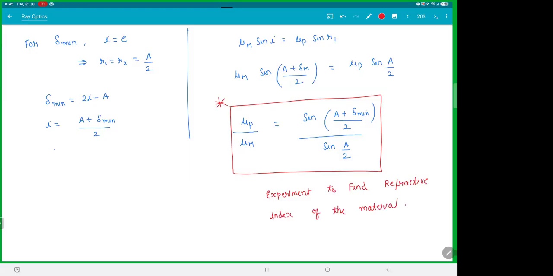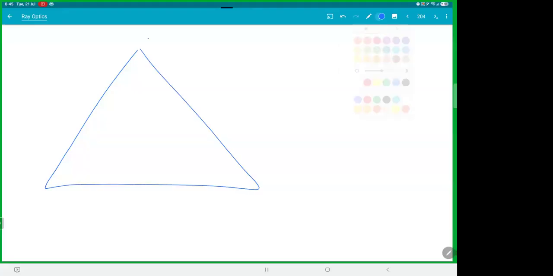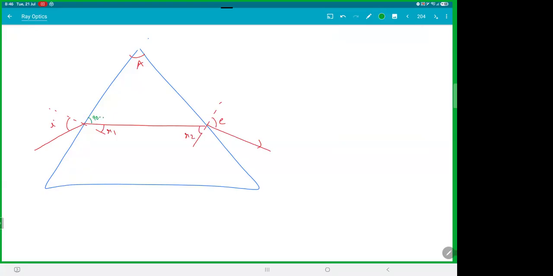Now see, I'll just show the whole thing we did. We took a prism. We said this was A. You sent a light ray. This was the normal. The light ray came like this and came out like this. So this was the angle of incidence. This was R1, this was R2, and this was E. If this was R1, this angle was 90 minus R1 and this angle was 90 minus R2. The sum of these three angles must be 180. So from there we got R1 plus R2 is equal to A.